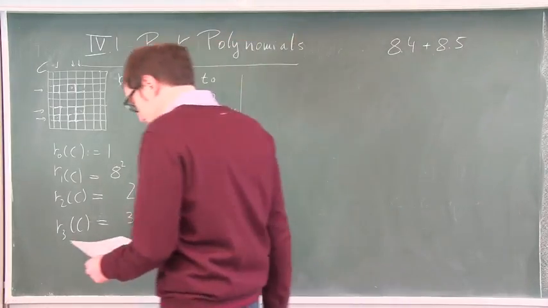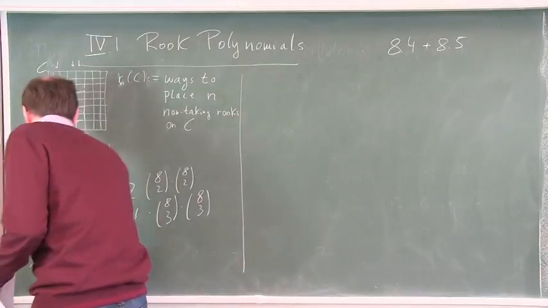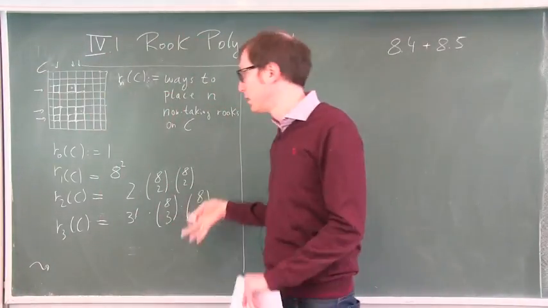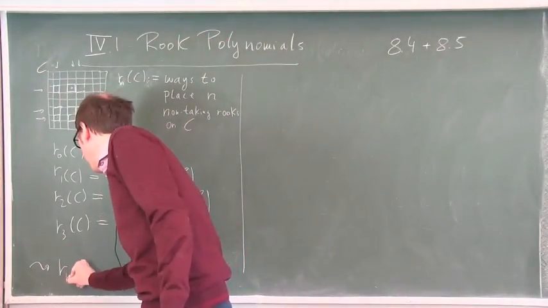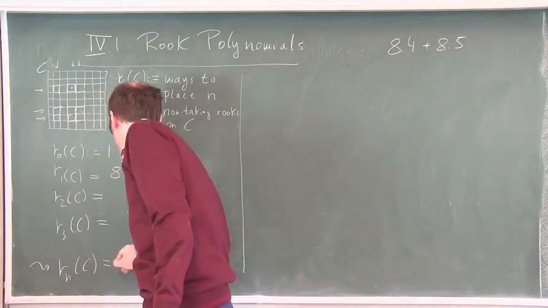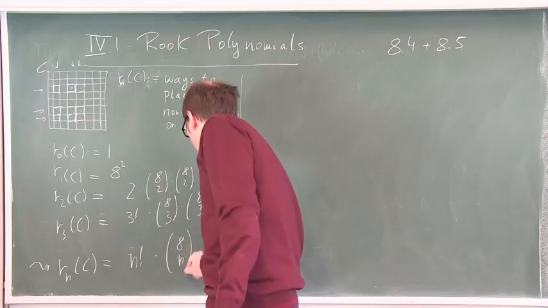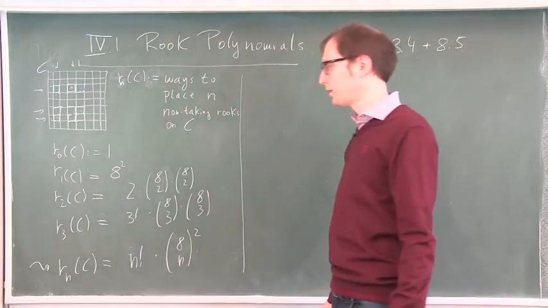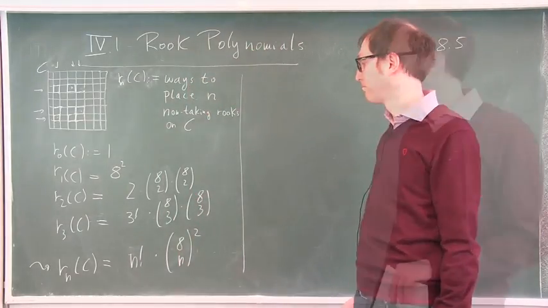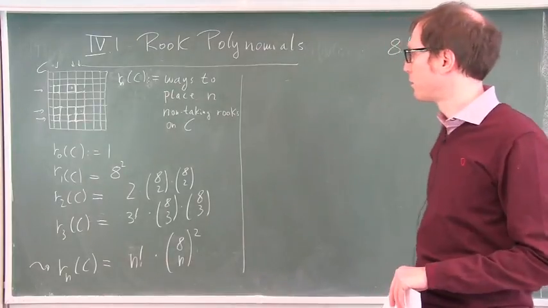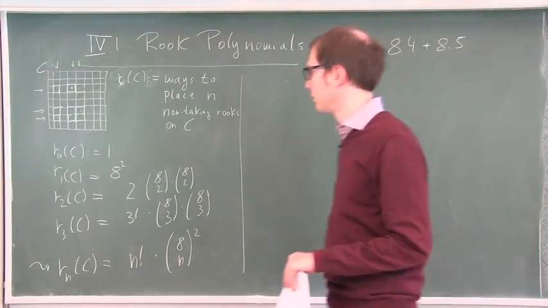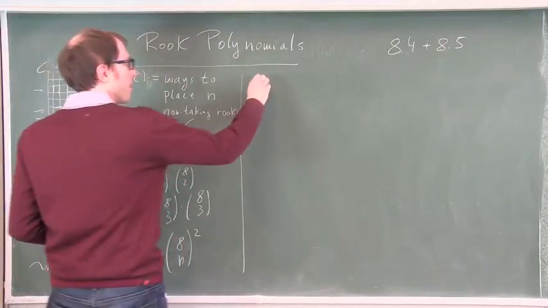And now we easily see, once you understand how this is done, that the general formula in this case is n factorial times 8 over n squared. So this is the number of non-taking rooks. Okay, so after we computed these numbers, there is one definition one can make.